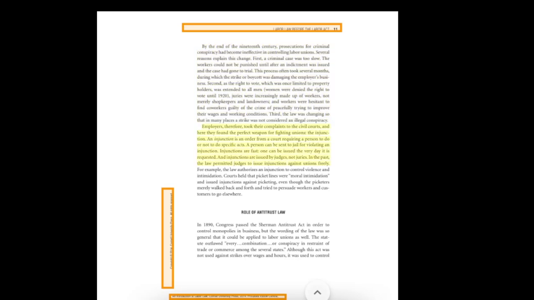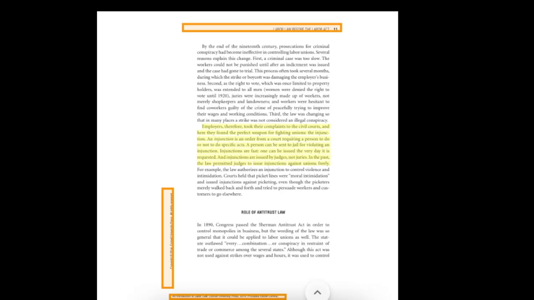Employers, therefore, took their complaints to the civil courts, and here they found the perfect weapon for fighting unions, the injunction. An injunction is an order from a court requiring a person to do or not to do specified acts. A person can be sent to jail for violating an injunction. Injunctions are fast. One can be issued the very day it is requested. And injunctions are issued by judges, not juries.